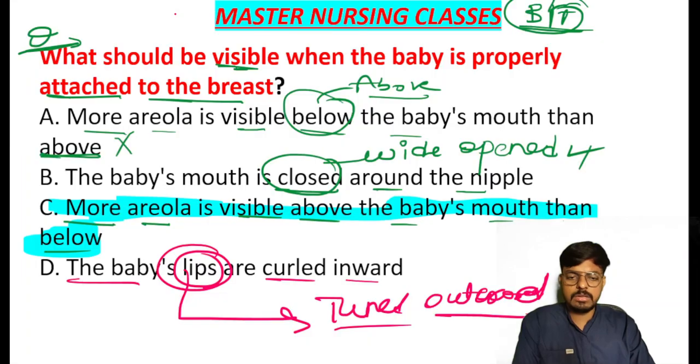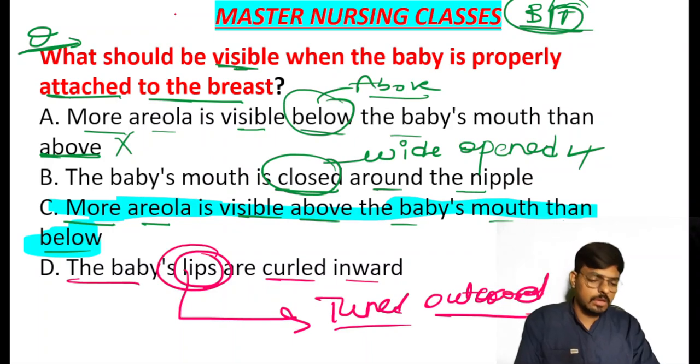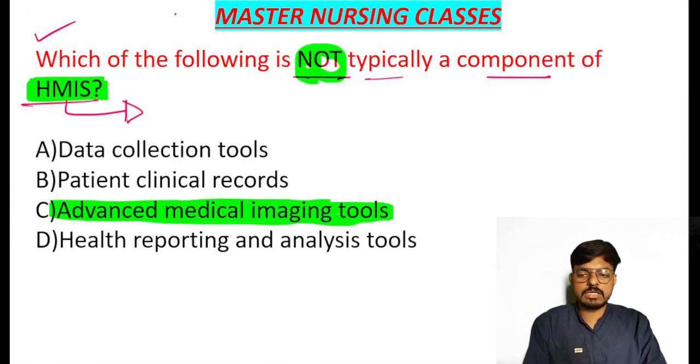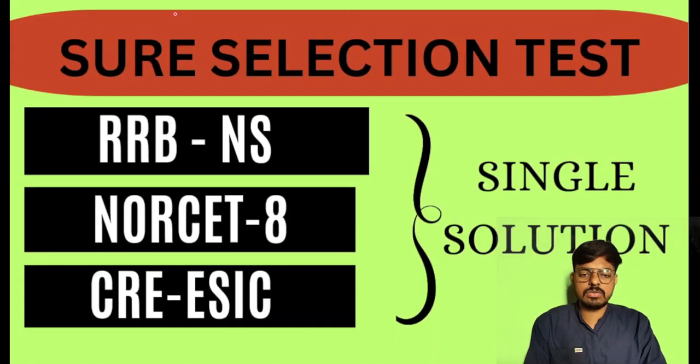And the correct answer for this one, the signs of good attachment, should be option C: more areola should be visible above the baby's mouth than below. This is a very important concept you people have to understand and identify and mark as the correct answer in your exams, so that it brings you a proper result, a rank in your upcoming exams, bachcho. We have discussed lots of important things in today's session.